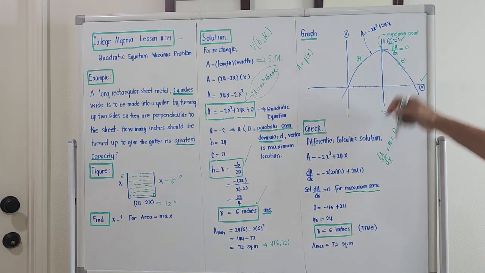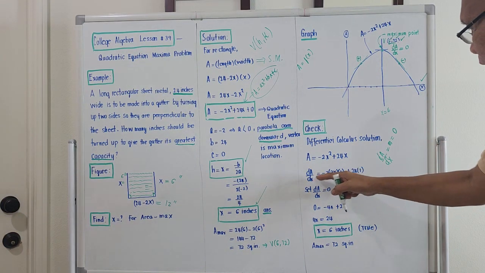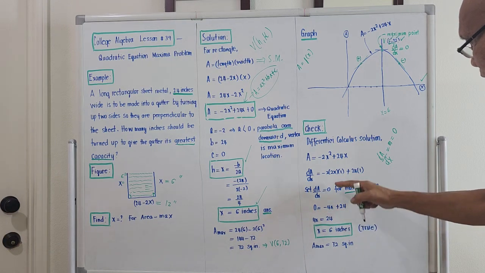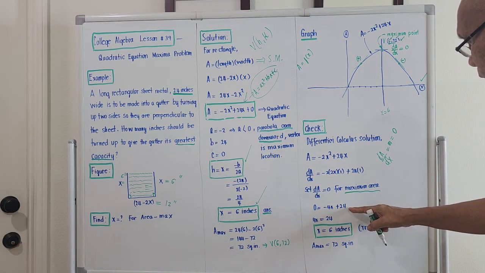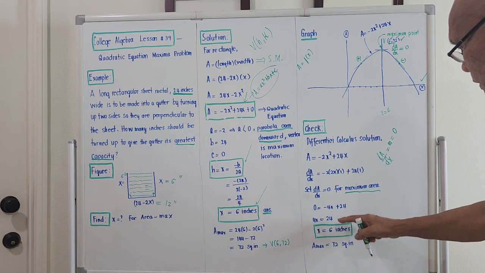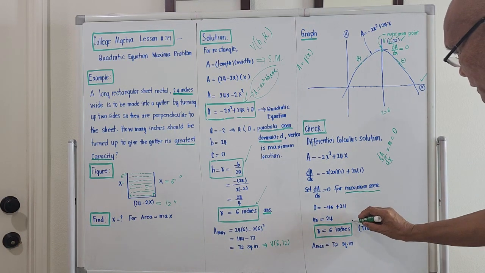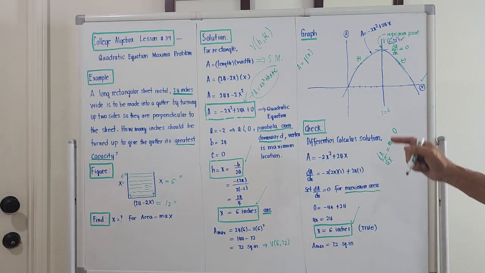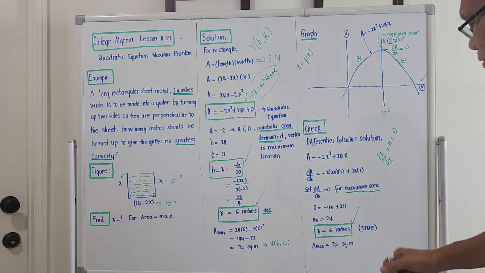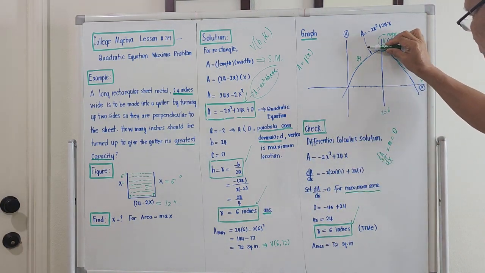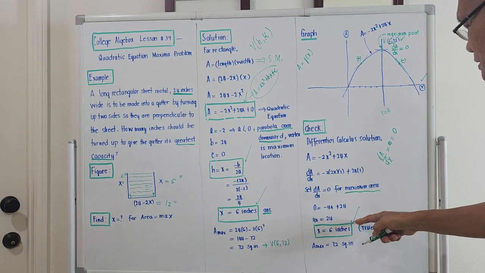So equating dA over dx equal to 0, 0 will be equal to negative 4x plus 24, or 4x is equal to 24, x will be equal to 24 over 4, and that is 6 inches. So it just confirmed that by using the differential calculus solution, the value of x which will give the maximum volume is 6 inches.